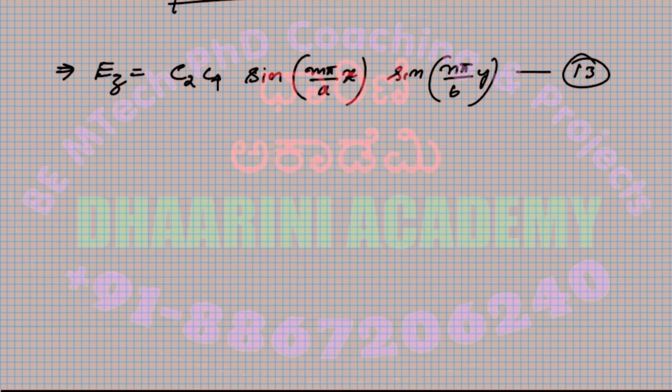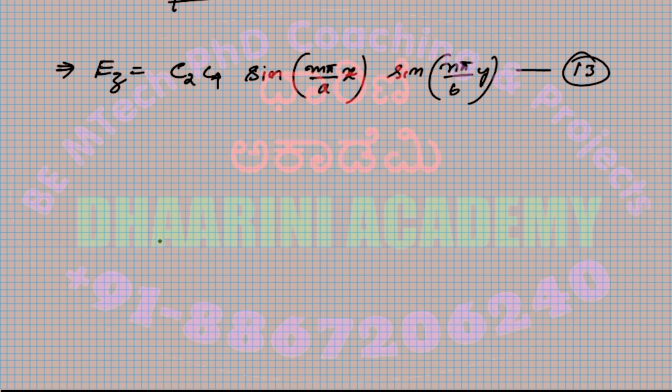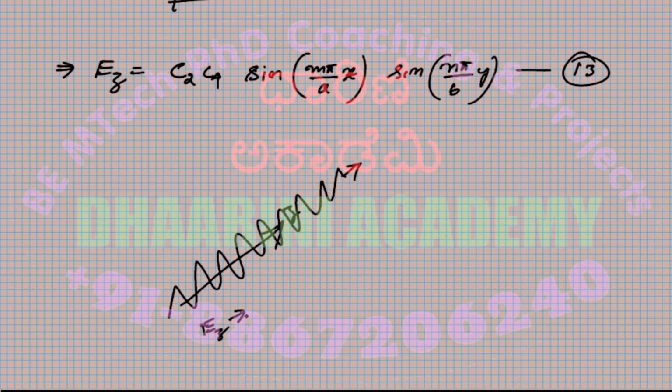Let's consider a wave propagation. We said that this is the z-axis. Let's say the wave propagates along the z-axis in this fashion. Okay, this is the wave propagation. Now what I got is simply a component equation for Ez. That's all.